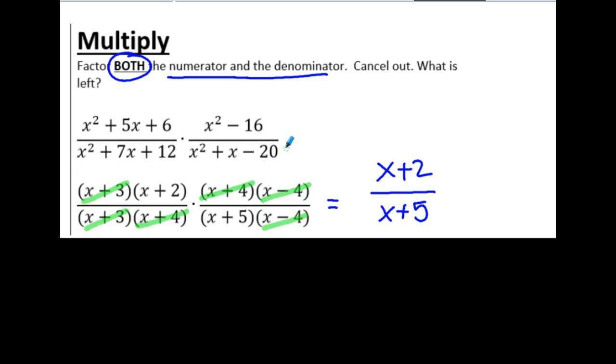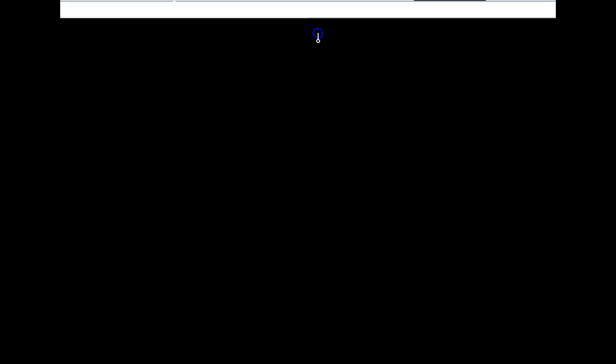I would also like to caution you, some people wrote this step so messy that once they canceled out, they couldn't see what was left. So you need to write at least well enough so that you can see what's left to be in the answer. So what about dividing? What do you do for dividing?